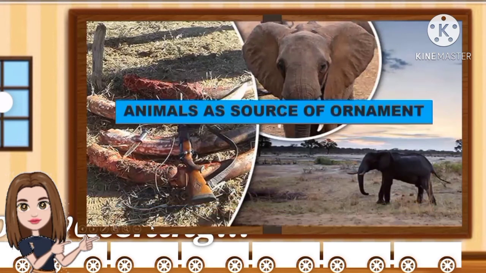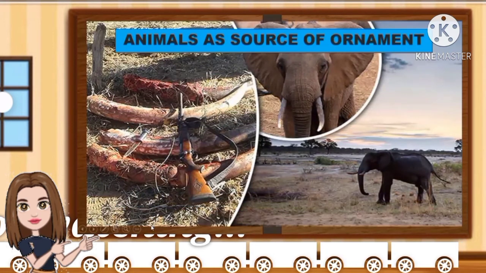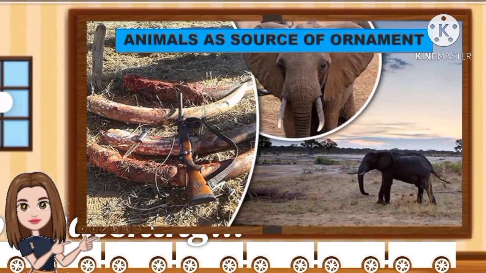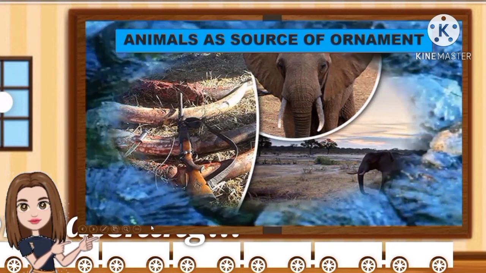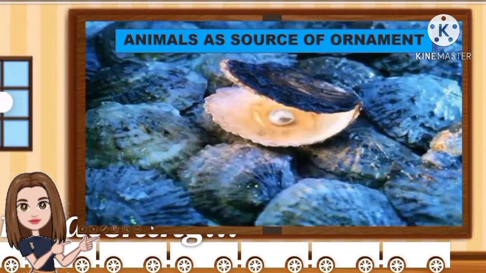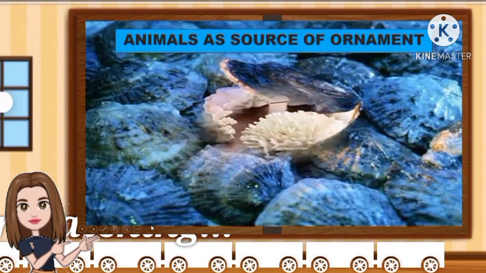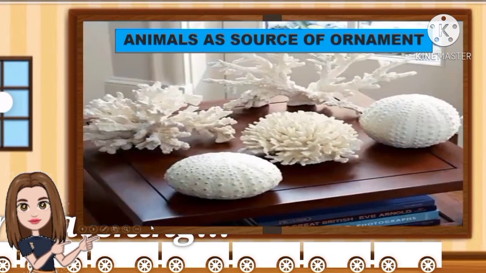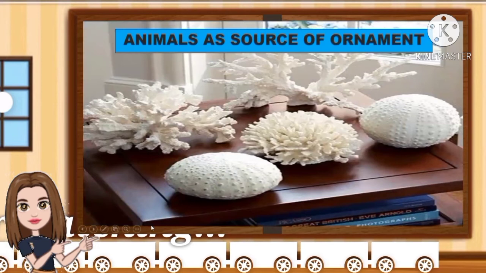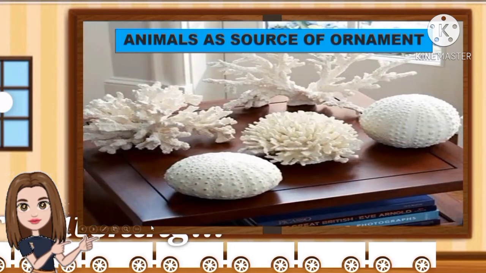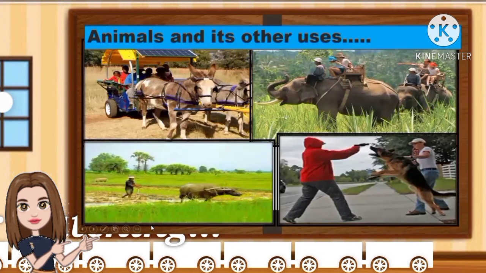Animals as source of ornament. Asian elephants are hunted by men for their ivory tusks. Pearls, which are used as accessory, are taken from oyster. Corals are also taken out of the water and they use it for decoration at home.